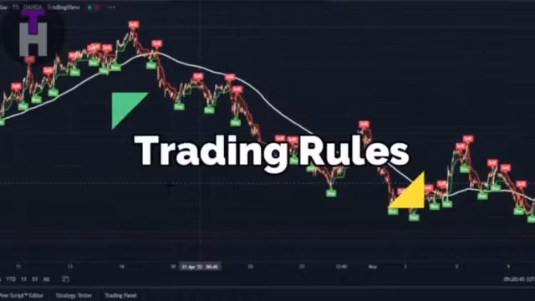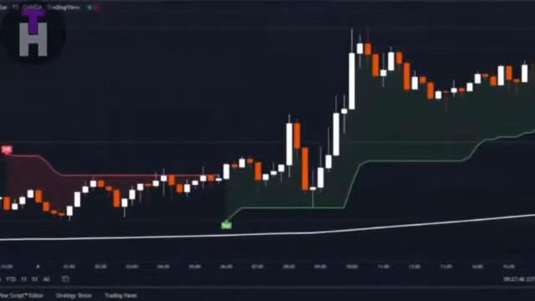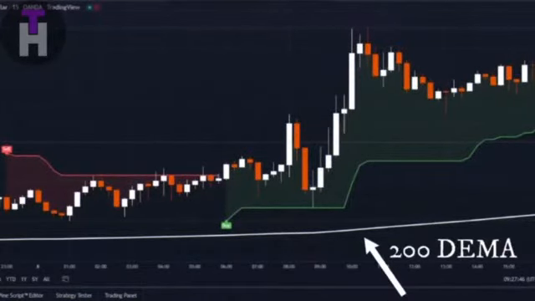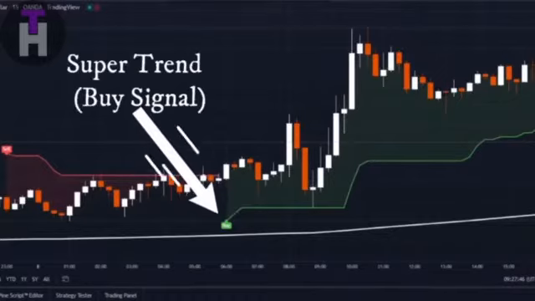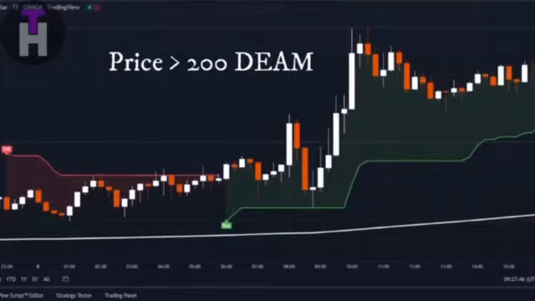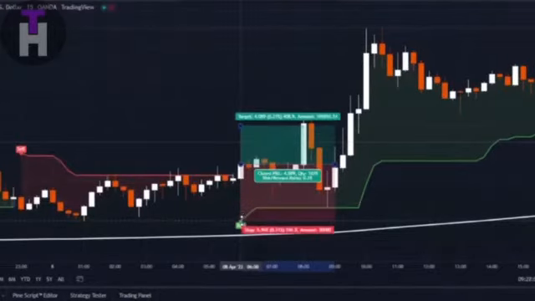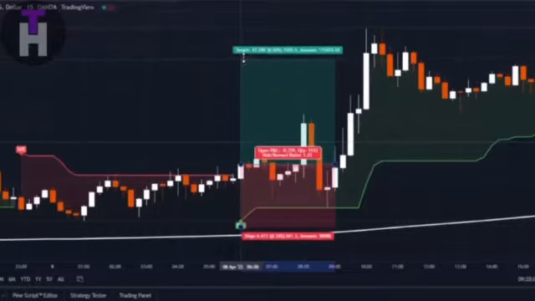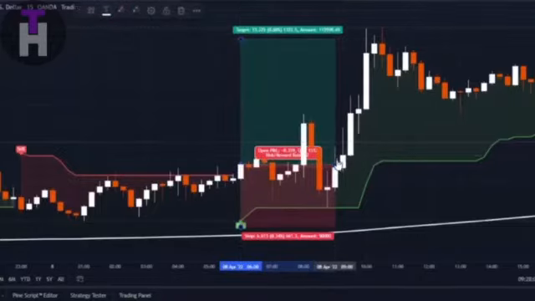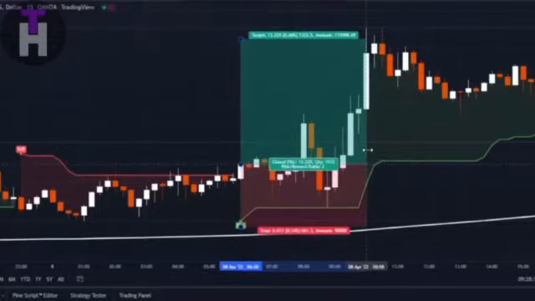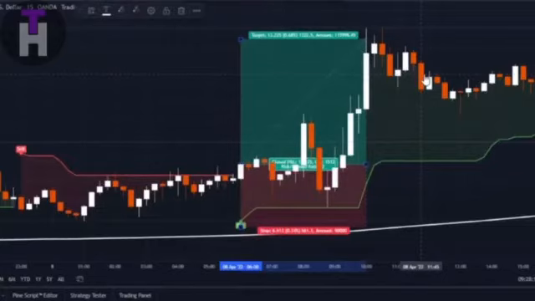Now let's get into the trading rules. We're only going to be looking to buy if the price is above the 200 DEMA and the Supertrend indicator has a buy signal. So you only take buy signals from the Supertrend when the price is above the 200. As soon as all our conditions are met, we will place a long order at the close of the trigger candlestick. We will set our stop loss slightly below the Supertrend line and we will be targeting 2 times the risk. But remember, there are still some points to make the strategy more profitable, so watch the video to the end, so you don't miss any important point.